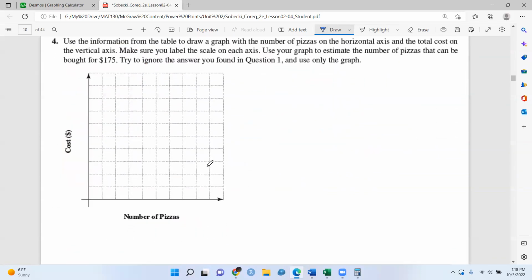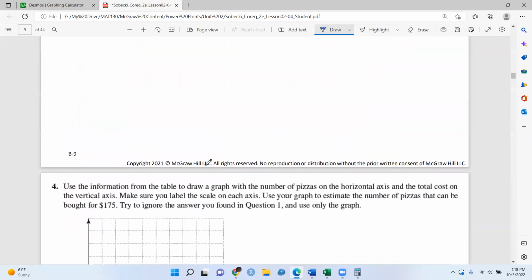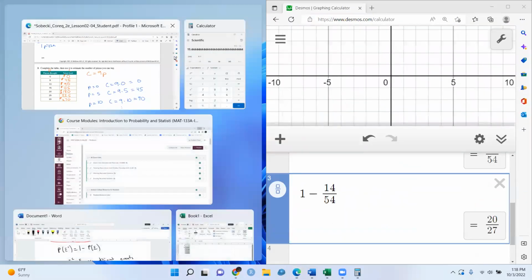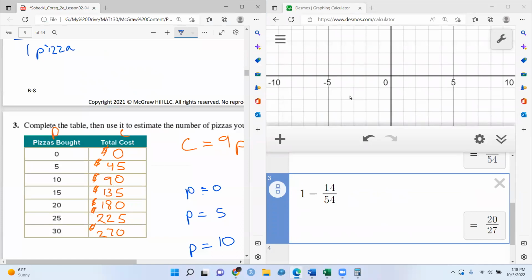And I don't want you to draw this by hand. I want you to do this in Desmos. So we're going to take this table and we're going to type it in Desmos. That's a skill I really want you to have.